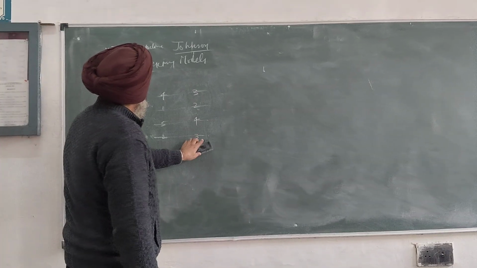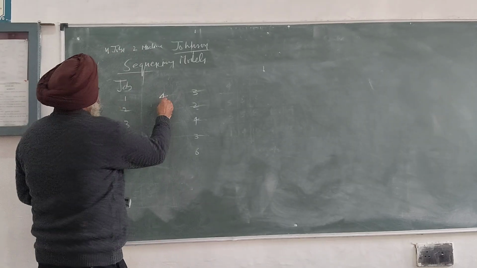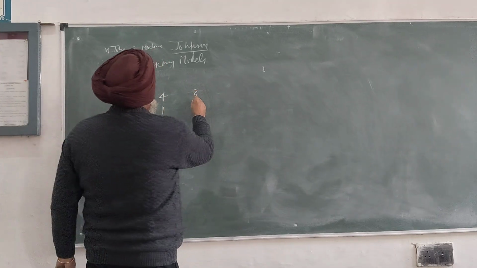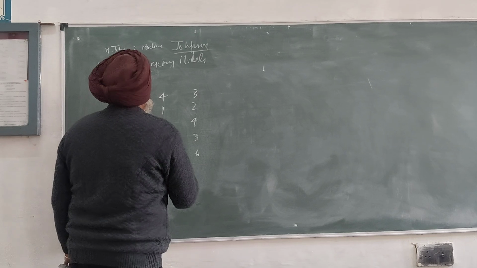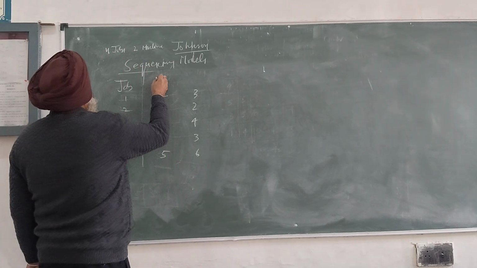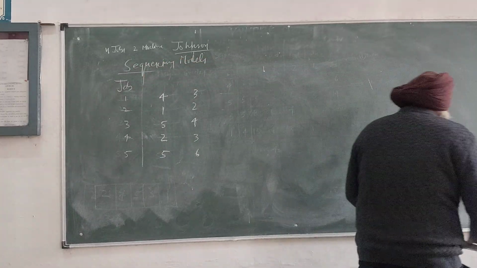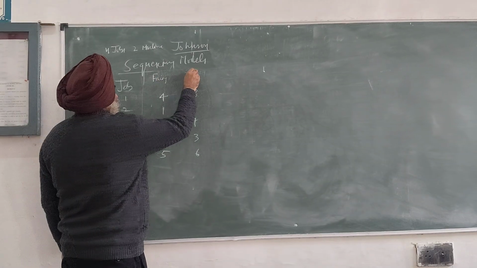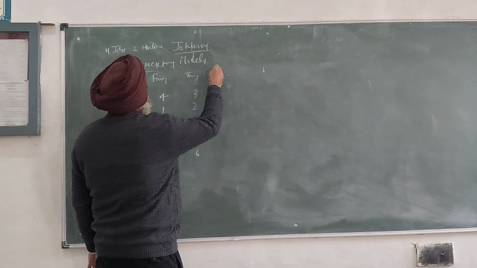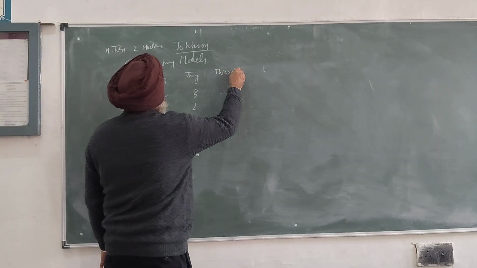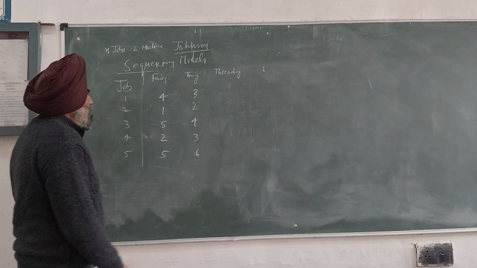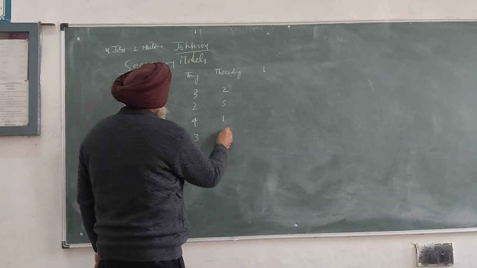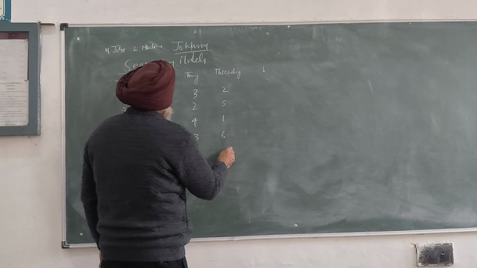We'll do this: 4, 1, 5, 2, 5. This is 3, 2, 4, 3, 6. Let us assume this is the facing operation, this is turning and this is threading. These are the operations which are being performed on different machines. Maybe here it is 2 minutes, here it is 5 minutes, 1 minute, maybe 6 minutes, 4 minutes.